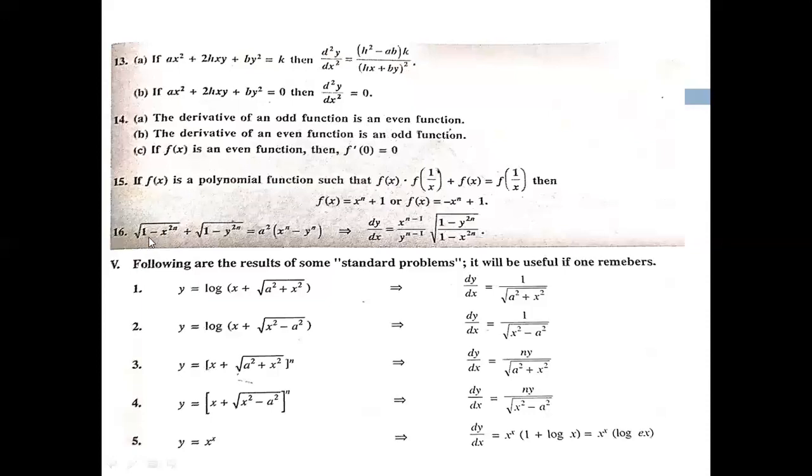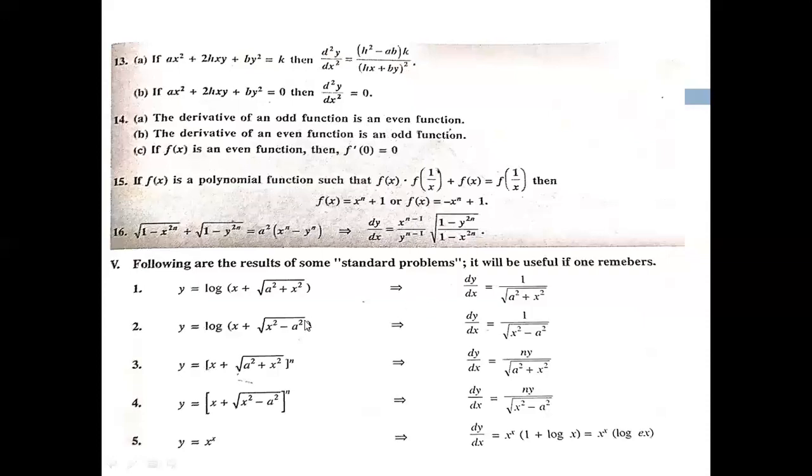And the last one, 16th time saving: root of 1 minus x to the power 2n plus root of 1 minus y to the power 2n is equal to a square into x to the power n minus y to the power n. This implies that dy by dx is equal to x to the power n minus 1 divided by y to the power n minus 1 into square root of 1 minus y to the power 2n by 1 minus x to the power 2n.